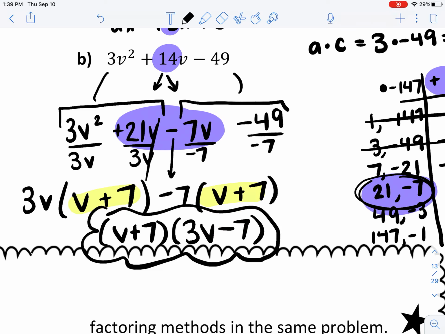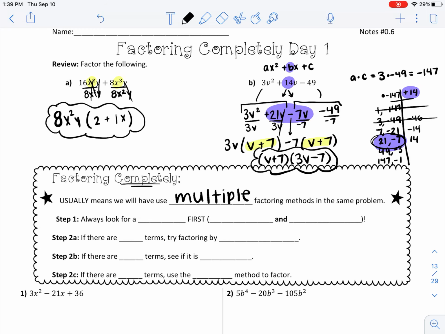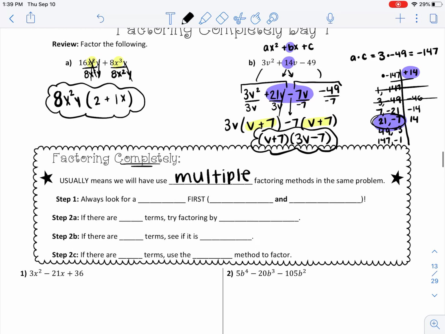So factoring completely, whenever it tells you to factor completely, it says this word completely, it usually means we'll have to use multiple methods of factoring in the same problem. So the very first thing you're going to want to do is always look for a GCF. Step 1, no matter what, look for a GCF first, and that means numbers and variables. See if those terms already have something that you can pull out right away.